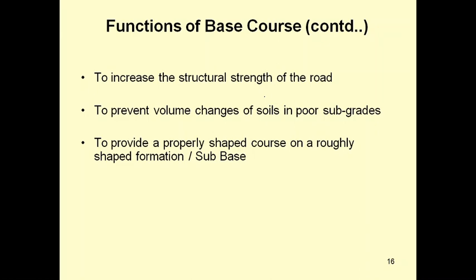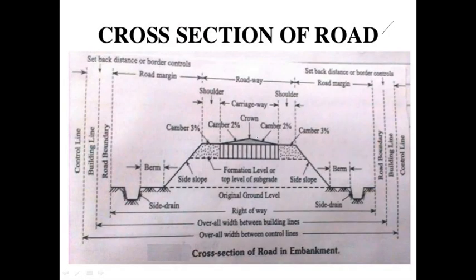So this is finally the cross section of a road diagram you can see. The first one is the crown, the topmost layer. The distance from center to center of the road is the carriageway, and the slope of the road level is what we call camber. The sides we call the shoulder of a road, and these are the side slopes. This is the berm portion, which is filled with soil. And these are the side drains, where the water will be collected. This is the cross section of a road in embankment.